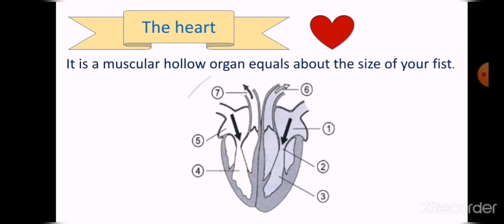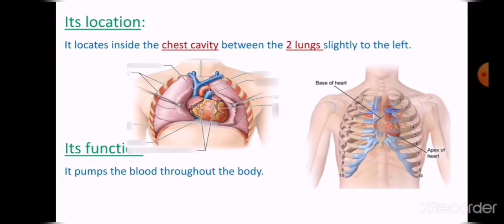So the heart is a muscular hollow organ about the size of your fist. Its location. Where is it located? The heart is located inside the chest cavity.